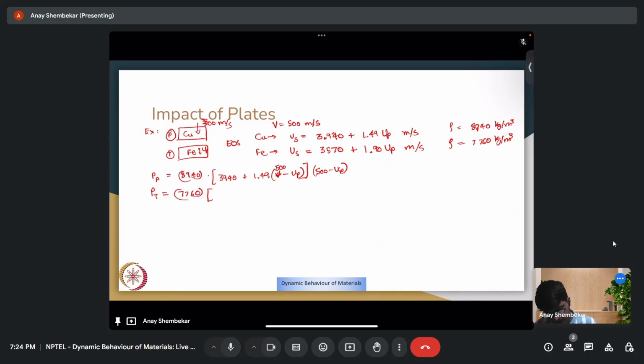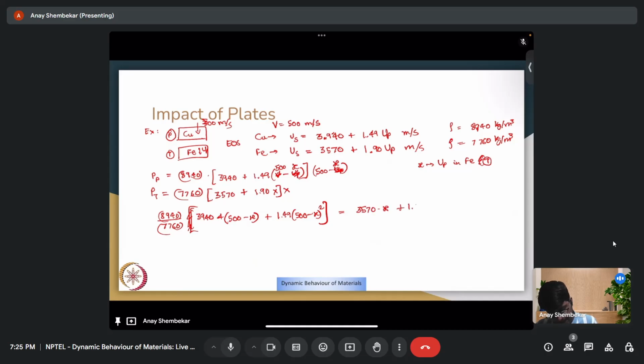My target pressure would be 7160 into, I'll replace UP in iron, which is my target, with X, so 3570 plus 1.9 X into X. So this is how the equations look, and then we can simplify it. 8940 by 7160 times 3940 into 500 minus x plus 1.49 into 500 minus x whole square is equal to 3570x plus 1.90 x square.